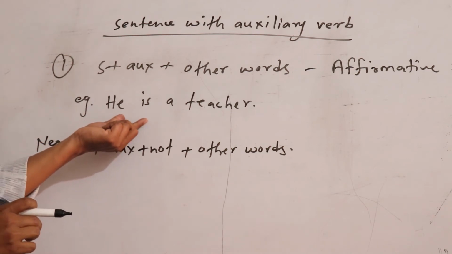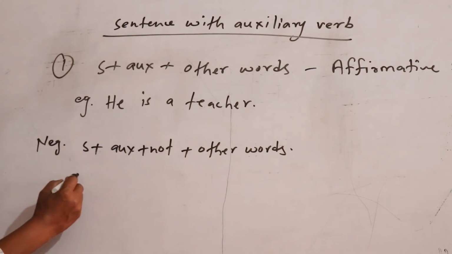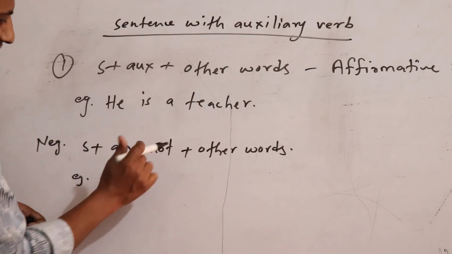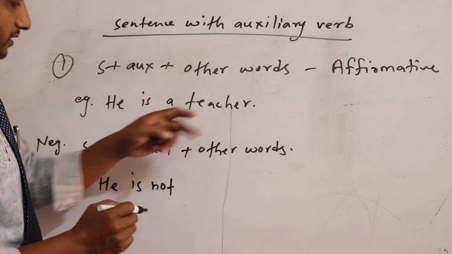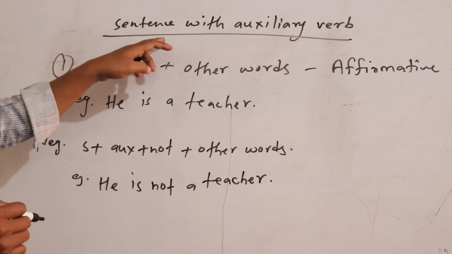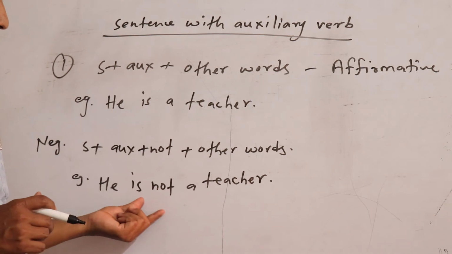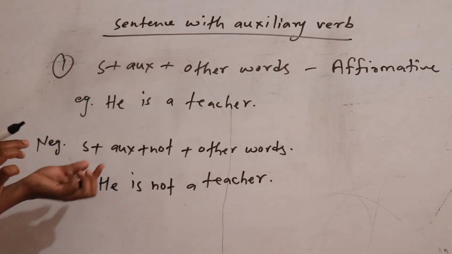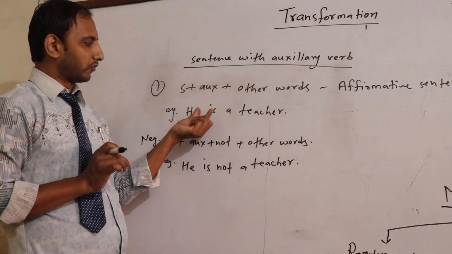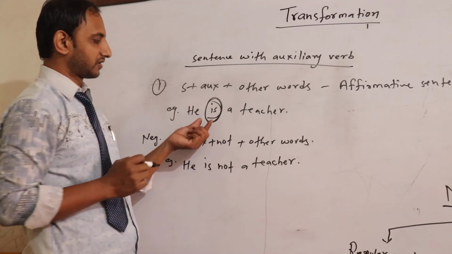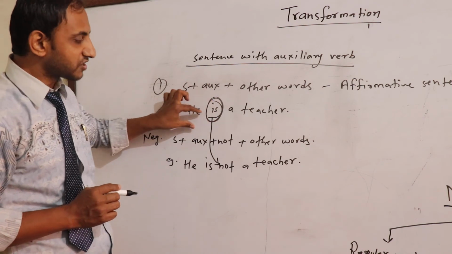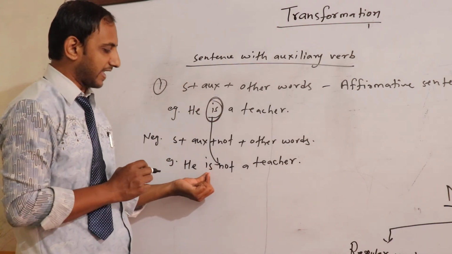So let's change this sentence into negative. Subject he, auxiliary is. Now where is not? We'll put not here, then the other words, a teacher. In this way, a sentence that has auxiliary verb is changed into negative sentence. We simply put not after auxiliary verbs. When there is auxiliary verb in a sentence, we simply put not after the auxiliary.